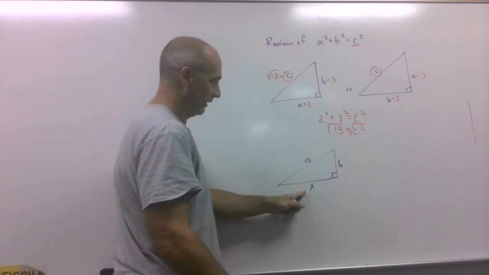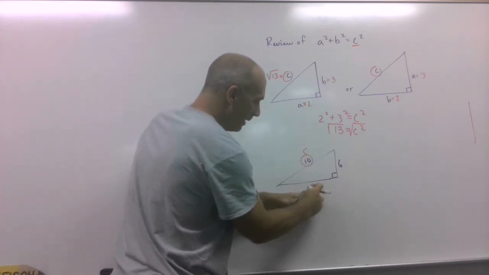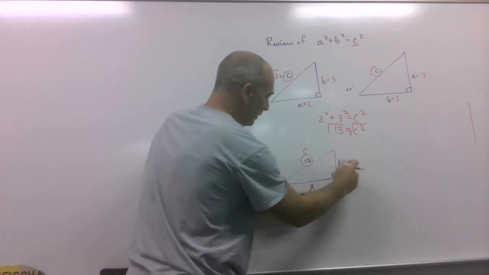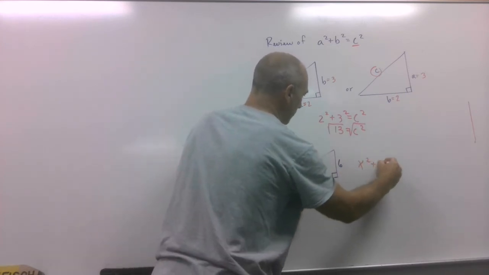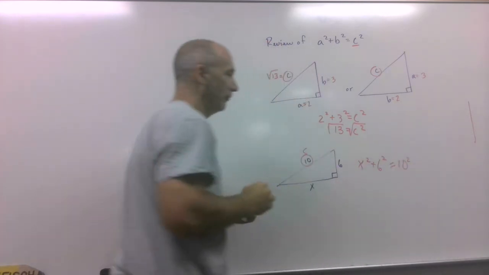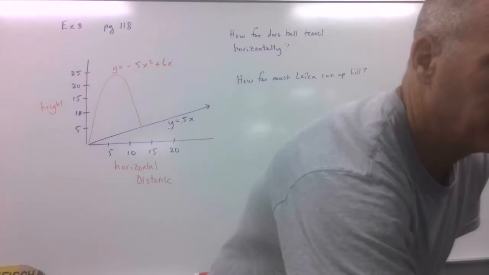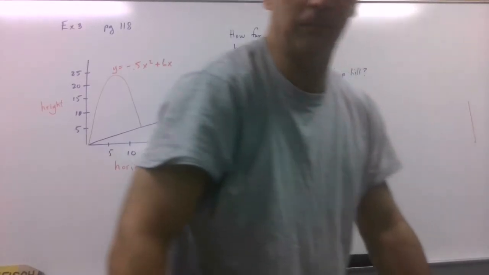Now, what if this was the case? Well, this is my C. So I know this is my A or my B, but if this is A, this is B. So I'd have to go A squared plus B squared equals C squared, and then solve it from there. Running out of time, so I'm not going to show my work on that one. Okay, going to try to squeeze this in.